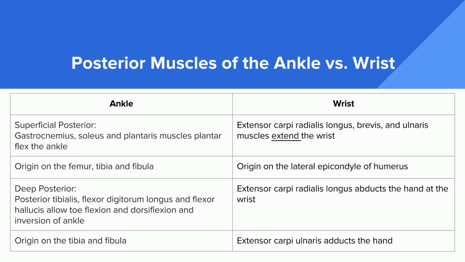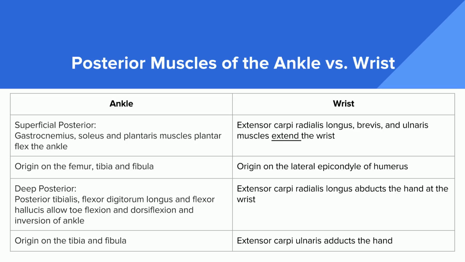Conversely, the posterior compartment of the ankle consists of 6 muscles that are divided into superficial and deep posterior groups. The superficial posterior group is composed of 3 muscles, the gastrocnemius, soleus, and plantaris. The gastrocnemius originates from the head of the medial and lateral femoral condyle. The soleus originates from the posterior of the tibia and fibula, and the plantaris muscle originates from the lateral supracondylar line of the femur.